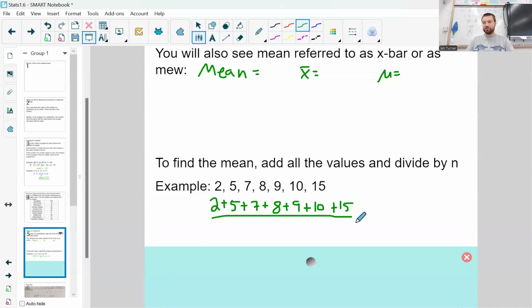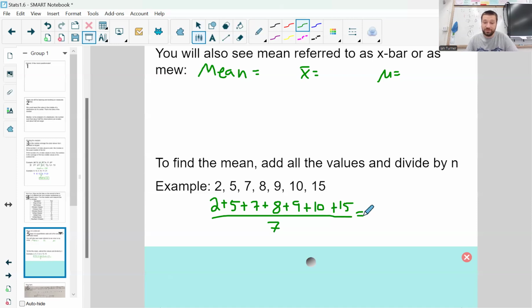Remember, n stands for the number of data points in the data set. In this data set, what do we got? 1, 2, 3, 4, 5, 6, 7. So we're going to divide by 7. We're just finding the average, folks. See if you can do this on your own. You guys got a calculator out there? I'll do it too.